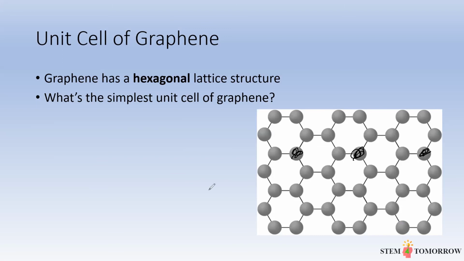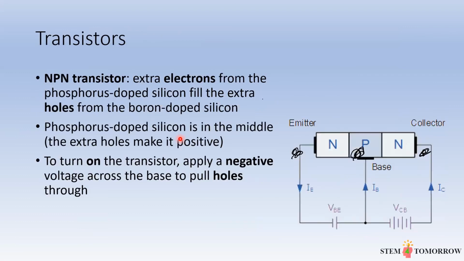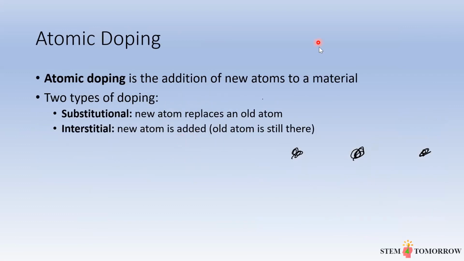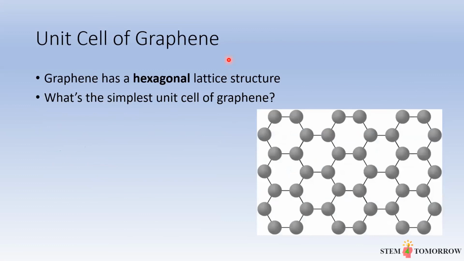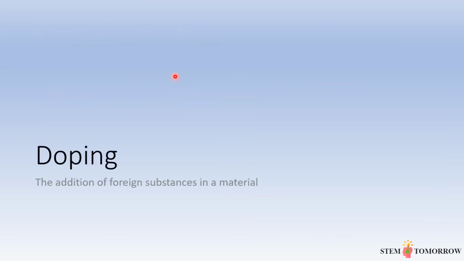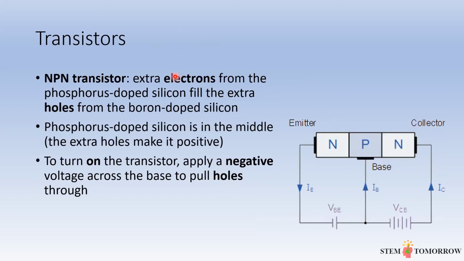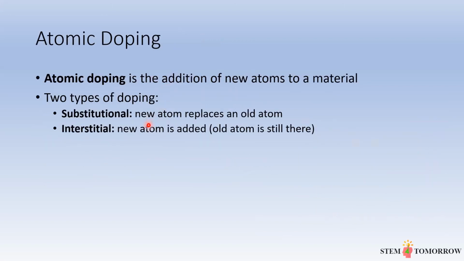So the second type of doping is going to be interstitial doping. Basically in interstitial doping, a new atom is added and the old atom is still there. So you basically just add another atom on top. You can add it in the middle here, or you can add it on top of this atom, or in the middle of the bond over here. There are different types of things you could do. Once again, whenever you do doping, you are likely to create a new material with better properties.